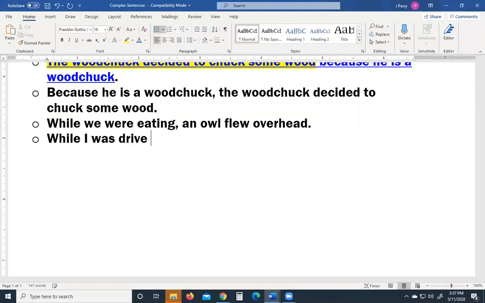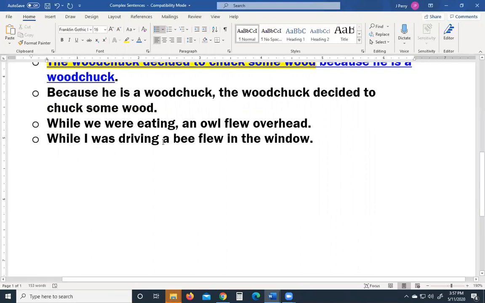Here's another one where something could be misinterpreted. While I was driving, a bee flew in the window. Were you driving a bee? No. While I was driving, you're probably driving a truck or a car. While I was driving, a bee flew in the window and nearly caused me to wreck my car. So one of the reasons we want to put the punctuation there is it allows us to take a breath. It helps with the flow, and it clarifies things like these.